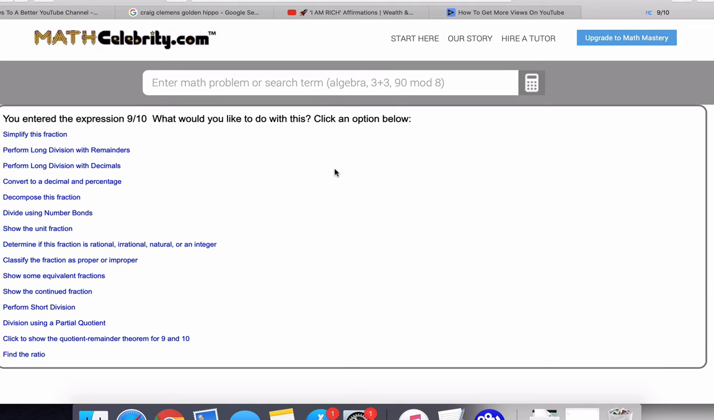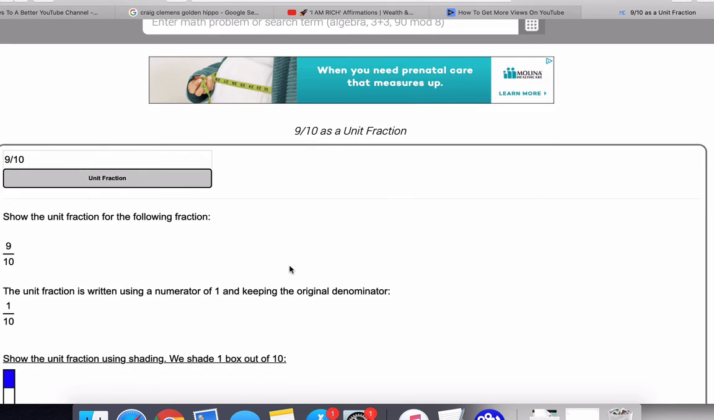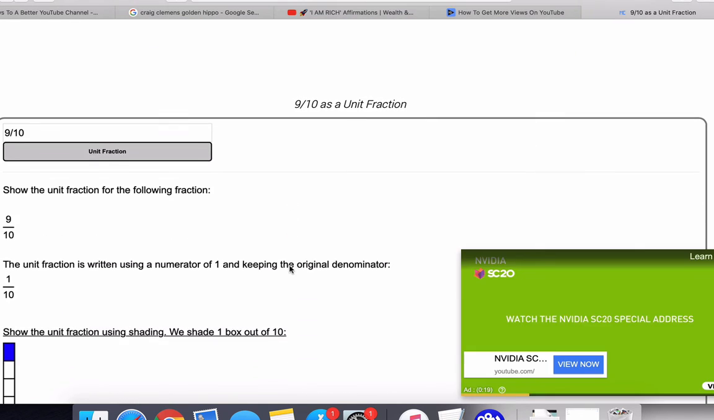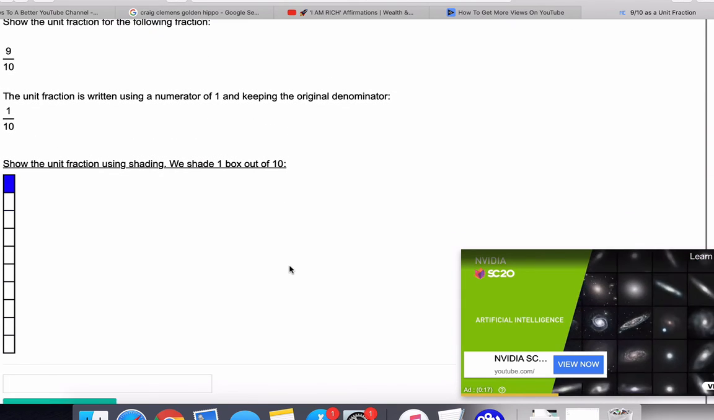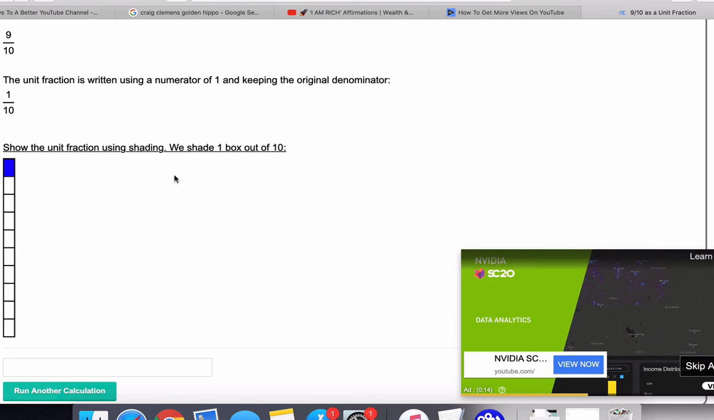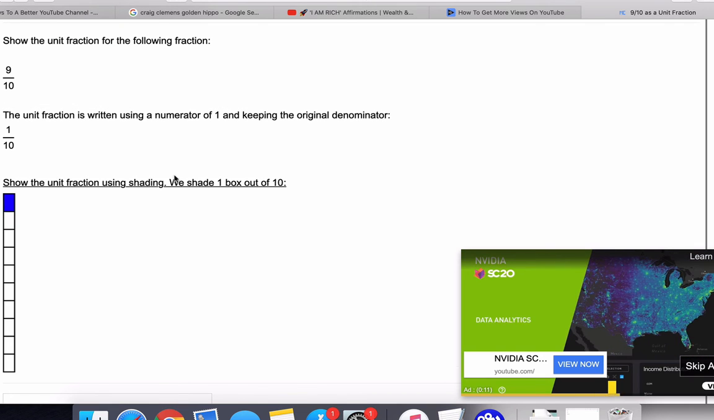Now here's what's cool. You can pick any of these choices you want for the fraction 9/10 to learn more about it. If the fraction can be simplified, you can use this. You can perform long division. You can decompose the fraction. You can divide it. You can show the unit fraction. All these choices are at your fingertips in a split second. So I'll show you just one or two of these. Show the unit fraction. If you click this, it takes 9/10, and then it walks you through how to get the unit fraction. You can explore this more if you run your fraction on our site.